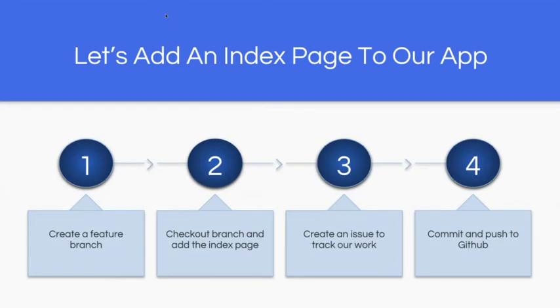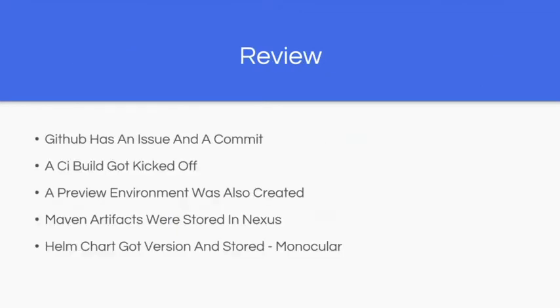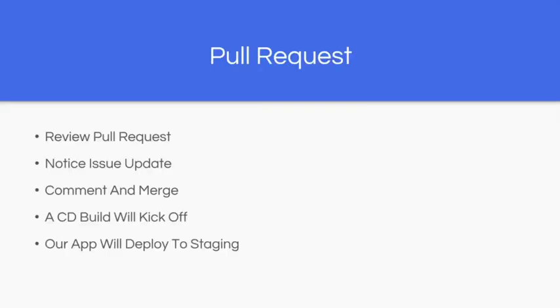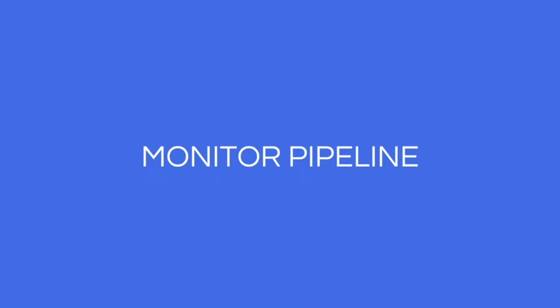So we created a branch. We did some development. We created a new issue in Jira to track our work, and then we committed the code to GitHub, and we watched our CI/CD happen. And then we're monitoring our pipeline. So we reviewed our pull request. We noticed the issue update. We didn't comment on our merge. And then we saw that the build kicked off, and then our app will now deploy to staging, and we'll see that in just a second.